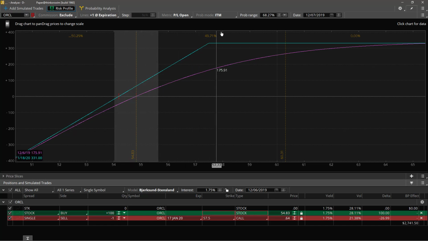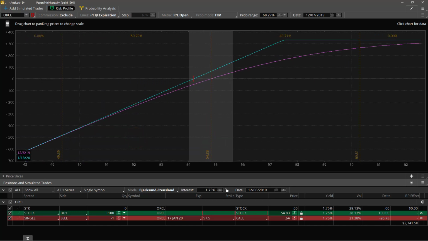It trades away the benefits of the upside in return for this profit right here that's going to be in your pocket. So those are the basics of our risk profile. You should understand how to view them, change them, zoom them in and out, and really what it is you're looking at by looking at this risk graph.